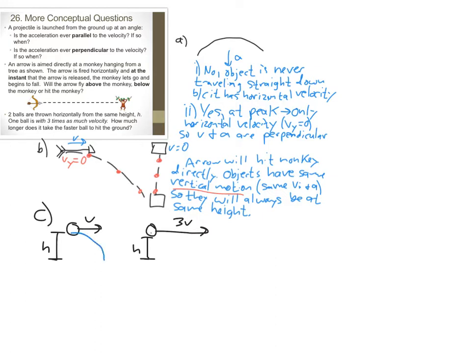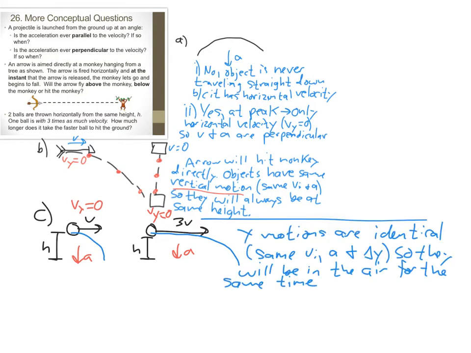This one's similar to the monkey problem in that in both cases, the y velocity of the object when it's launched is 0. They both start at rest vertically. They both start from the same height. They both have that same acceleration going down of 9.8 meters per second squared. So once again, their y motions are identical, so they will take the same amount of time to hit the ground. Both of these problems really get at a bigger concept, and that is that x and y are independent of each other.